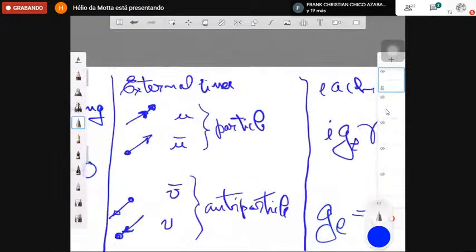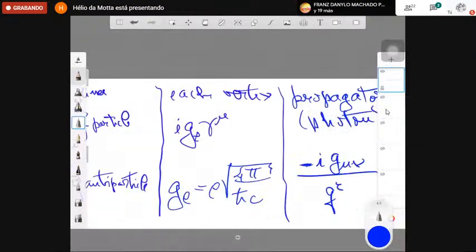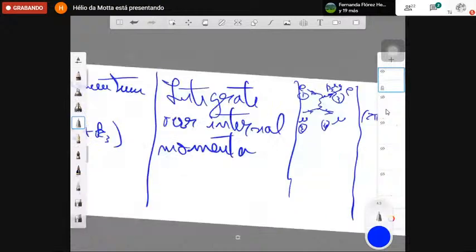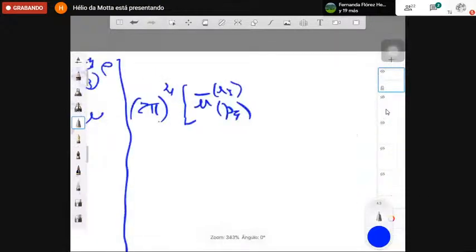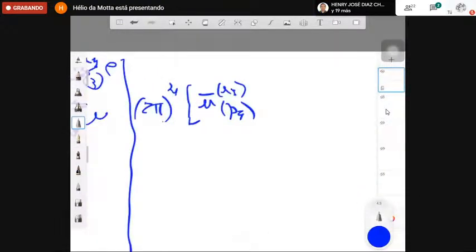It's a particle leaving a vertex, so it's a U bar. Okay, that's what I have here. The U bar. After that, you're going to have I, G, E. This is vertex. Okay?